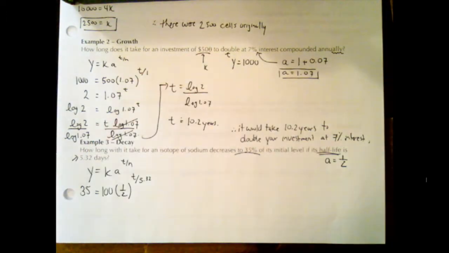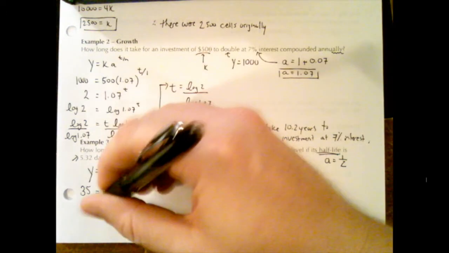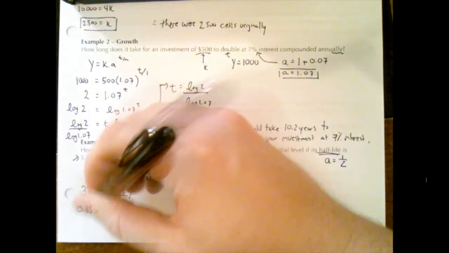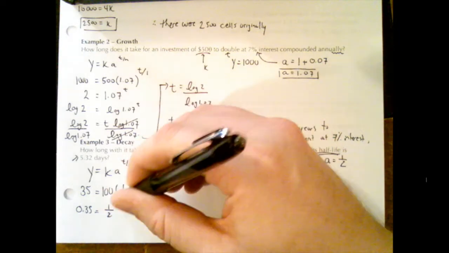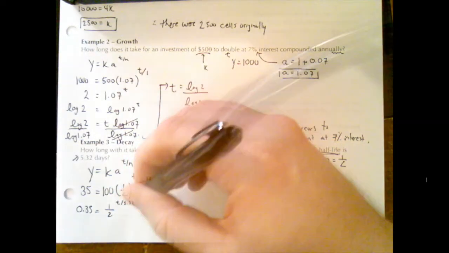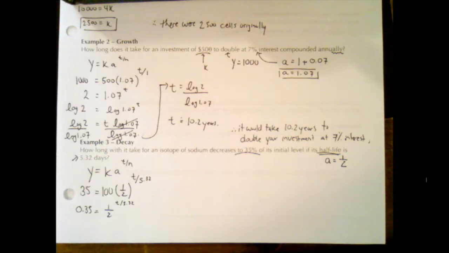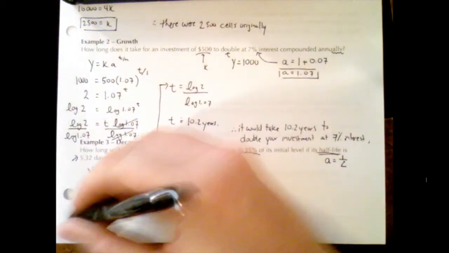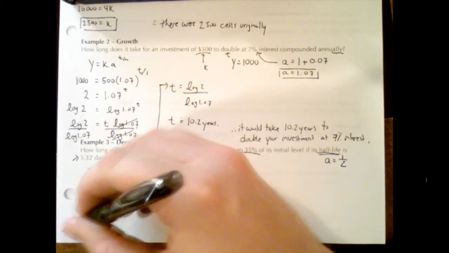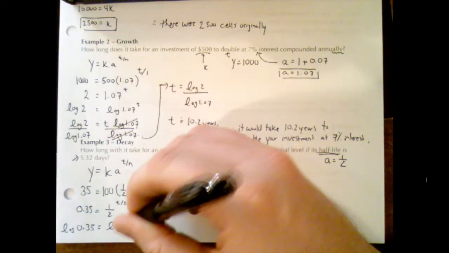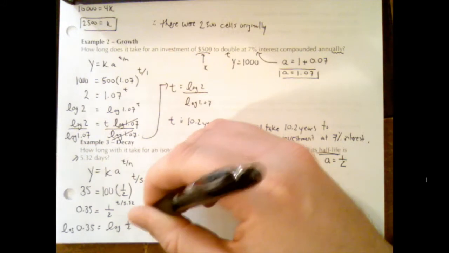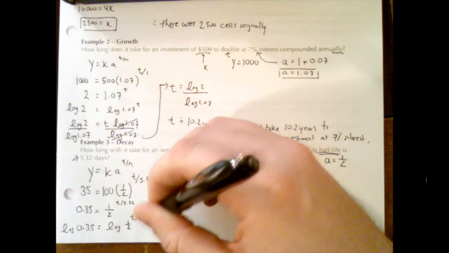So when we start to isolate here, we'll divide both sides by 100 first, and that would give us 0.35, or our 35% final amount, equals 1/2 to the exponent t over 5.32. And now, again, we're solving for the exponent. So the strategy we used in example 2 is the same strategy here in example 3. We're going to take the log of both sides. I'm going to use the common logarithm again. So we'll do log of 0.35 equals the log of 1/2 to the exponent t over 5.32.